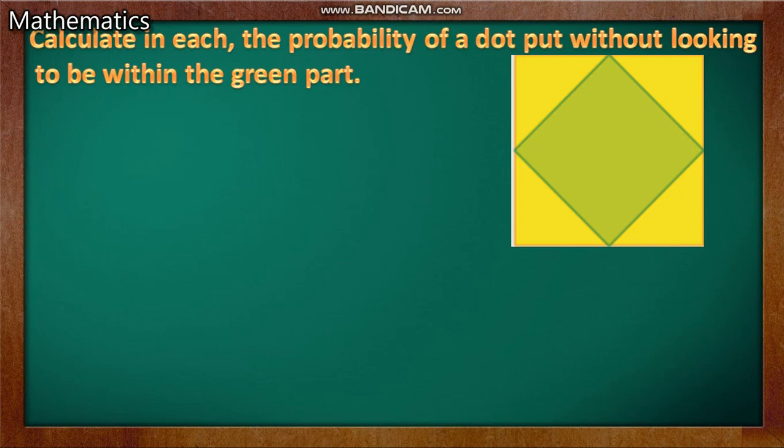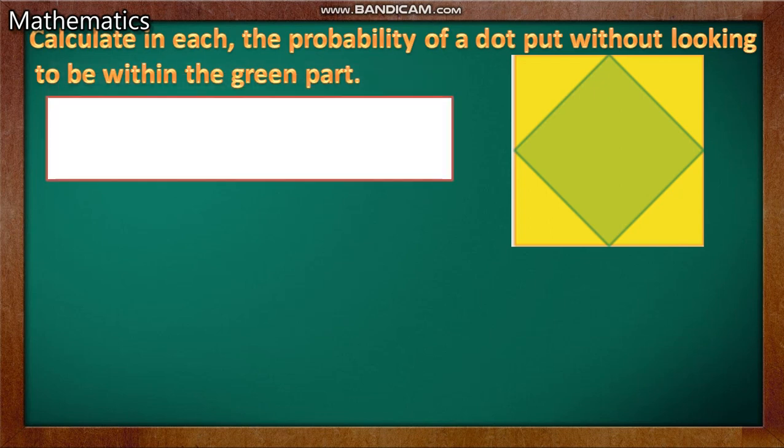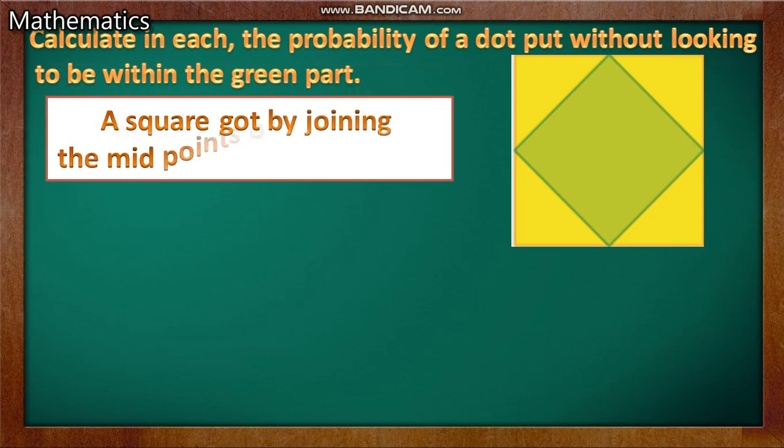That is the question. At first, let's check the figure. That green part is a square got by joining the midpoints of a big square. The midpoints of that yellow, big square.